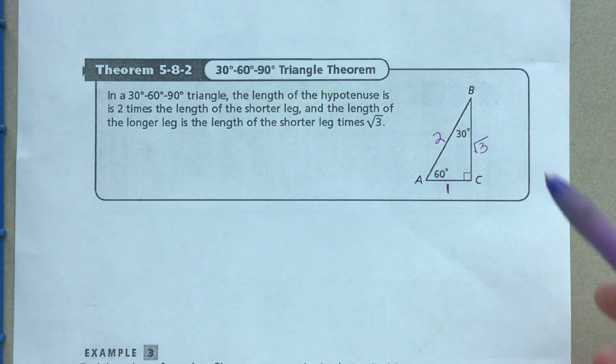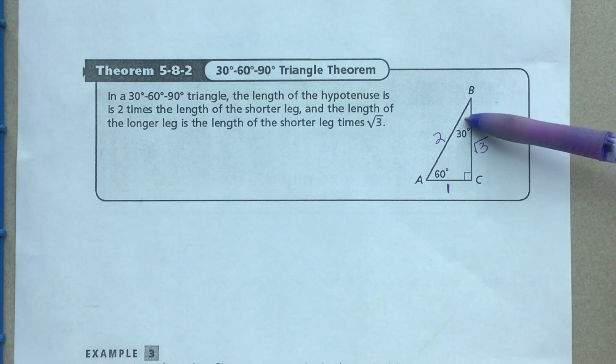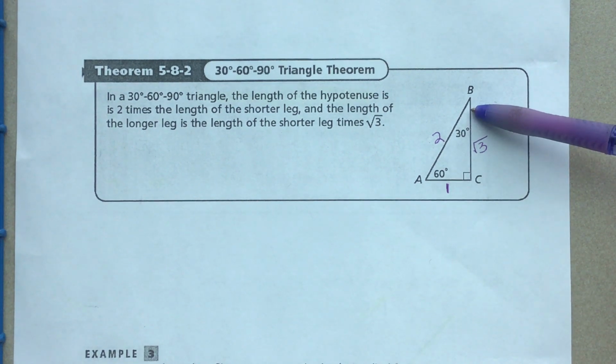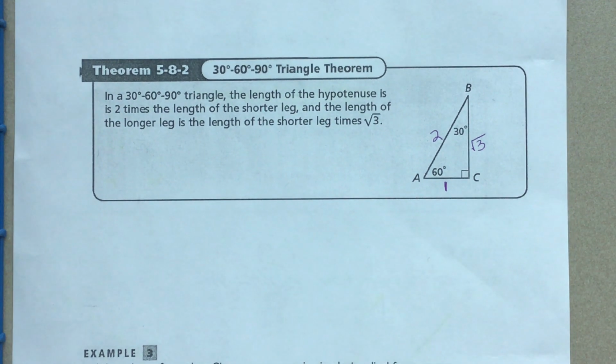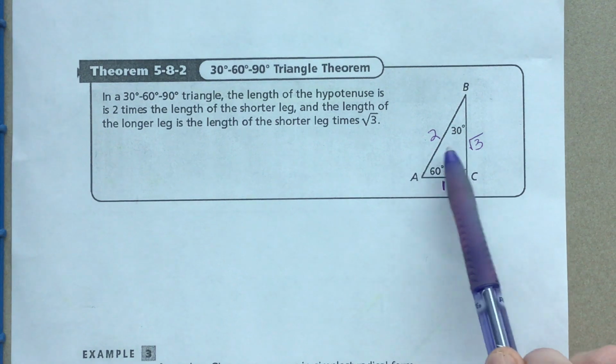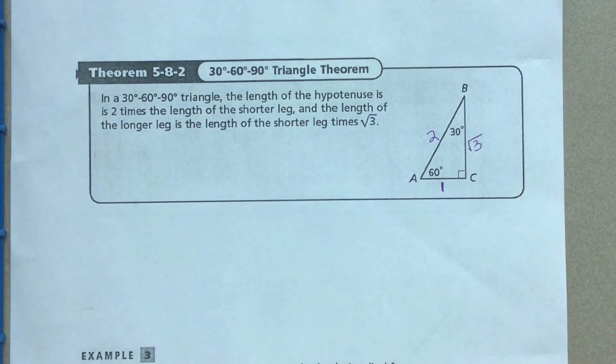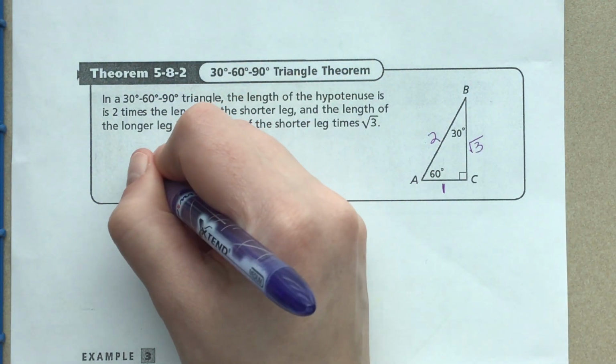Now the 1, notice how up here is the 30-degree angle? Well, that's the smallest angle. So opposite the smallest angle is always going to be the smallest side. And 2 is a bigger number than the square root of 3, so we know that 2 has to always be the hypotenuse. But I'm going to write that down one more time for you guys just so you can write it down too.